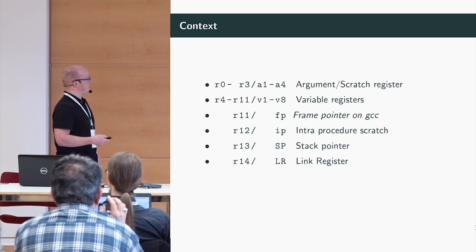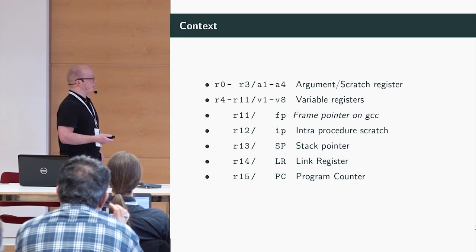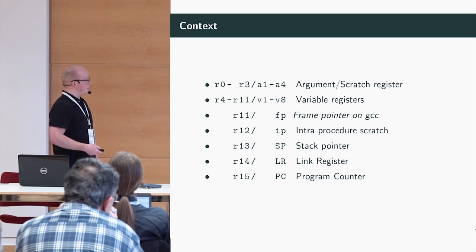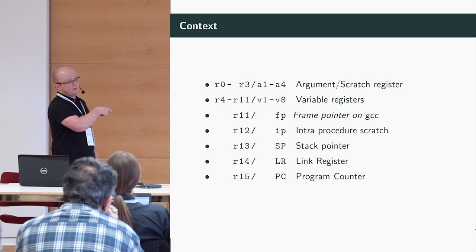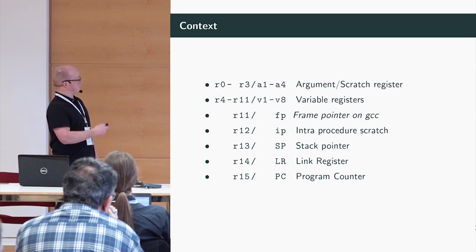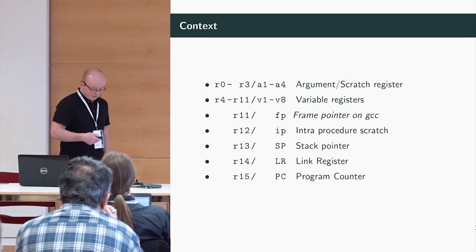Which stores our return location, and in R15 we have the program counter, which is the current location of the code to be executed, but we're not touching that directly. We're using branch commands. All right, so that's the context we have. Now, I'm quite certain if you had an operating system, you would need to do more stuff, but we're bare metal, so why not?